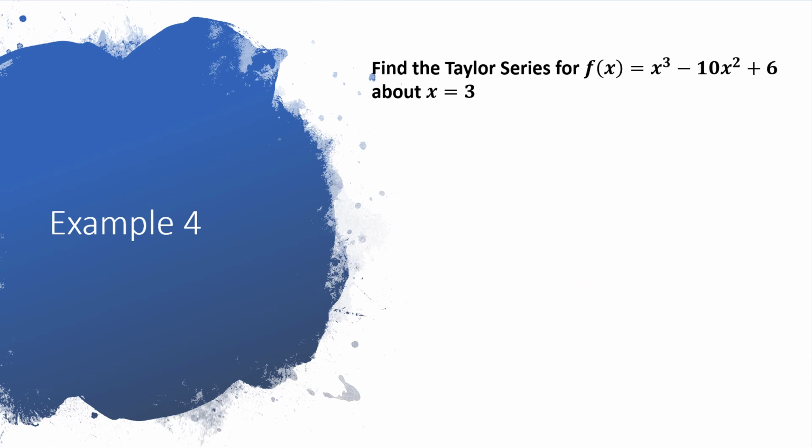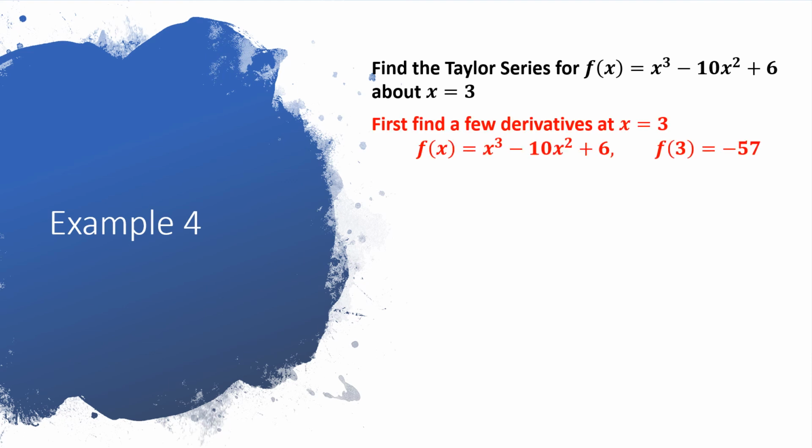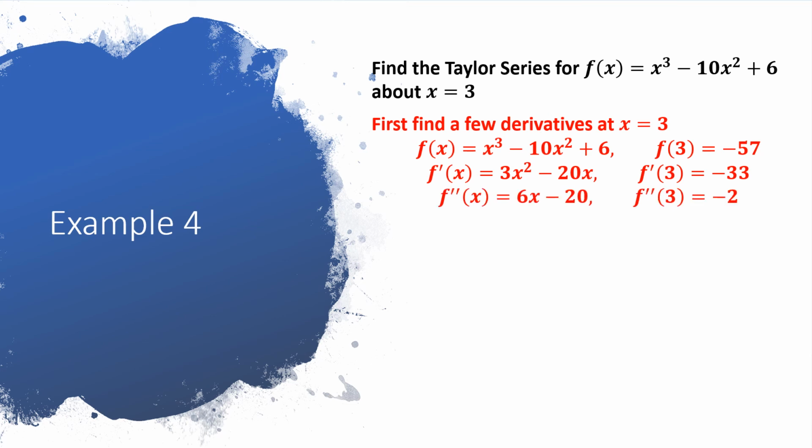Alright, our last example says find the Taylor series for f of x equals x cubed minus 10x squared plus 6 about x equals 3. So just like before, I'm going to write out a few of my derivatives. For the original function, I get negative 57 when I plug in 3. The first derivative, I get negative 33 when I plug in 3. Second derivative, I get negative 2 when I plug in 3. Third derivative, I get 6 when I plug in 3. And then my fourth derivative, I get 0.